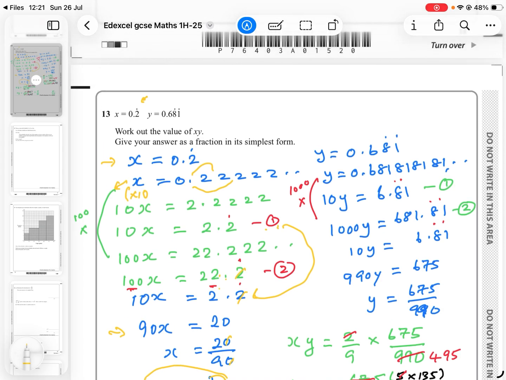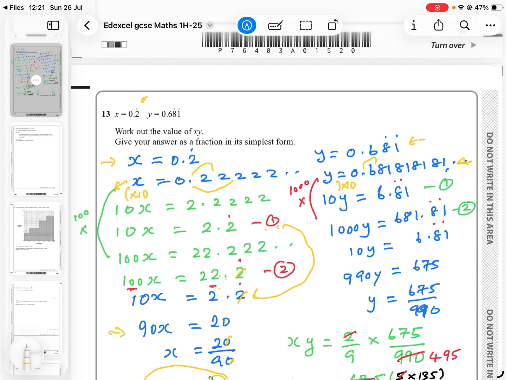We can change y into fraction form. So y equals 0.681 recurring. If you multiply by 10 again, you get 10y, and the decimal moves to here. So that means 6.81 recurring.